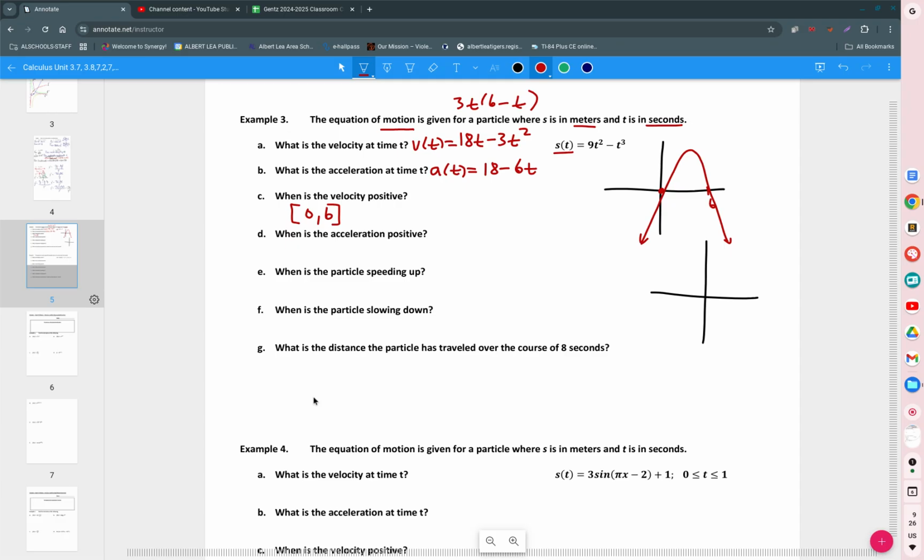When is the acceleration positive? The acceleration is going to be this graph. What shape does that make? A line. Right side up or upside down? Down. It's going to start up at 18 and head like that. I just need to find where it crosses the x-axis. If I set it equal to 0, 18 minus 6t is equal to 0, or 18 is equal to 6t. So time is equal to 3. So it's at this spot that the acceleration is equal to 0. So the acceleration is positive from where to where? Good.